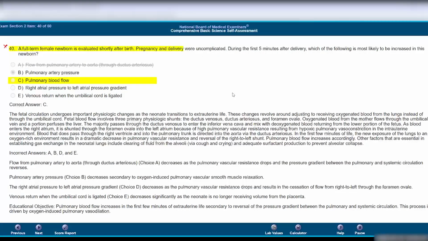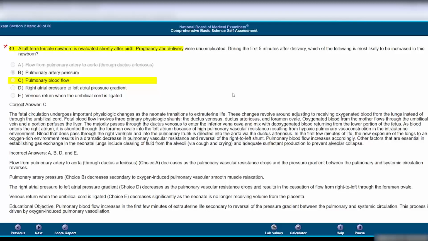A full-term female newborn is evaluated shortly after birth. Pregnancy and delivery were uncomplicated. During the first 5 minutes after delivery, which of the following is most likely to be increased in this newborn? So I just didn't remember. I just remember that when a baby is born, the SVR goes down, so that's partially why the blood flow would increase.